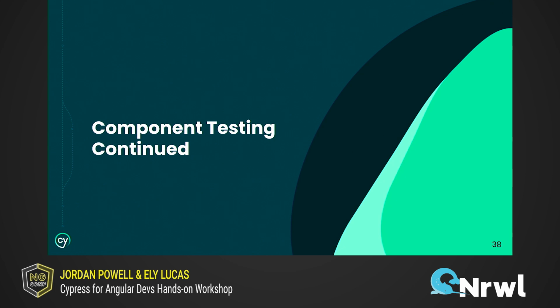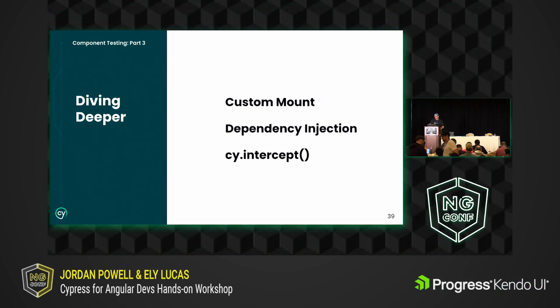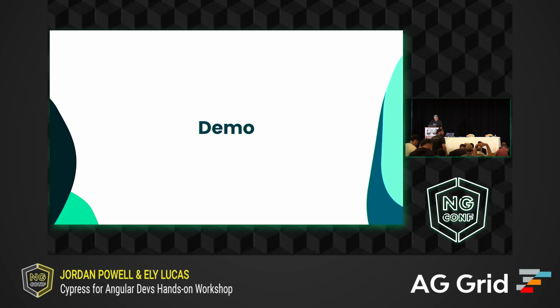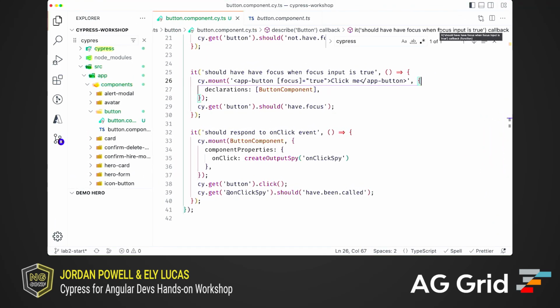Okay, now that we saw what it's like to test a simple component, let's dive into a bit of a more complex component. Here we're going to be learning a few different concepts: creating a custom mount command, how to do dependency injection so you can mock dependencies into your components, and how to use cy.intercept so you can mock HTTP requests that your components might be making. If you finished lab 2, lab 3 is actually a continuation, so you don't need to worry about checking anything out. If you didn't finish it and you want to start at lab 3, you can go straight to the lab3-start branch.